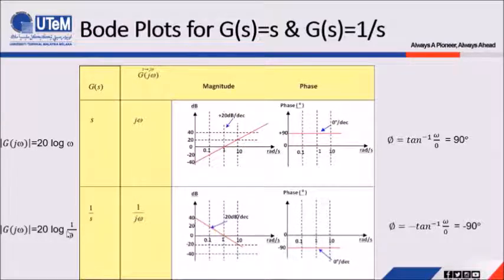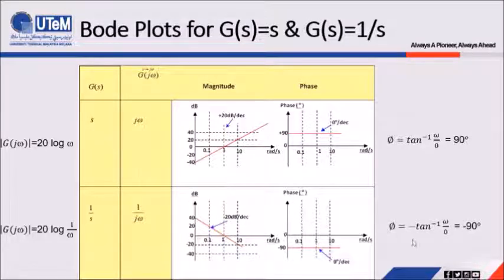Next, log 1 becomes 0, so we get this value as 0. When 1 radian per second, the magnitude becomes 0 dB. After we get these 2 points, we just draw a straight line, which represents the magnitude plot for this equation. So the plot that we draw has a slope of negative 20 dB per decade.